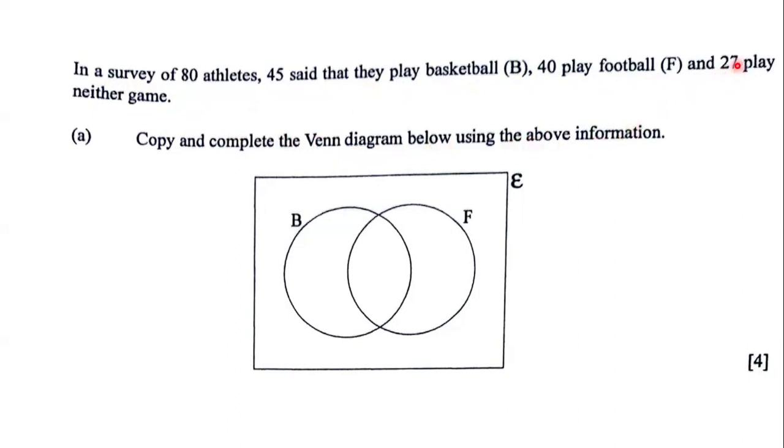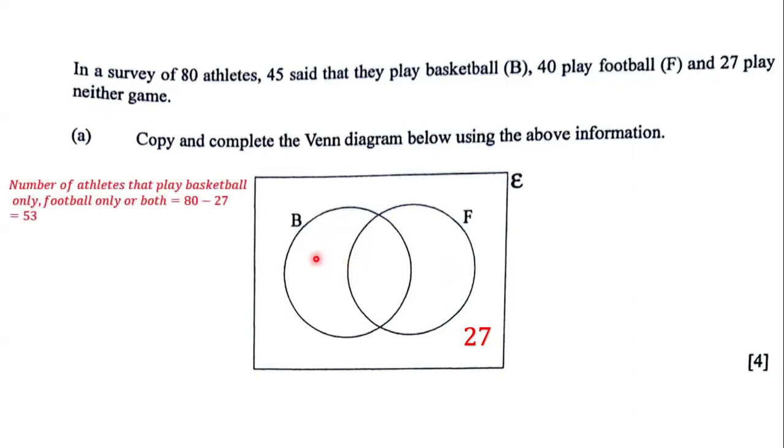Now, they said that 27 play neither game, so 27 of these athletes play neither basketball nor football, so that means that 27 is going to be on the outside. So that's what we have, 27 is on the outside. And so what we need to figure out is what goes in these spaces. And so what do we know?